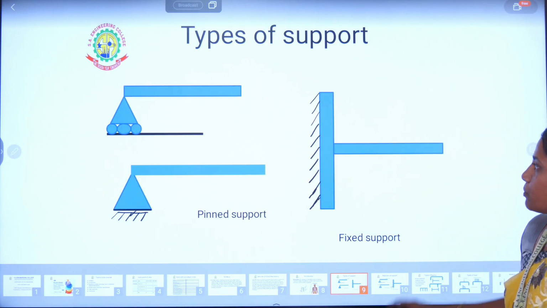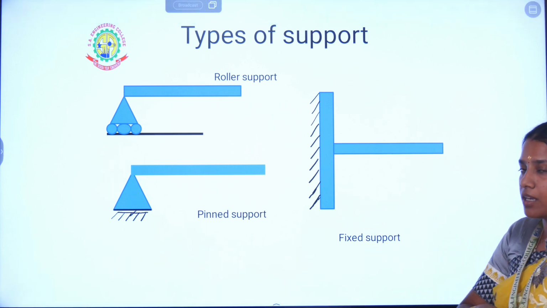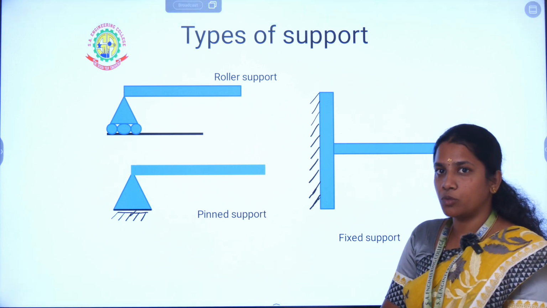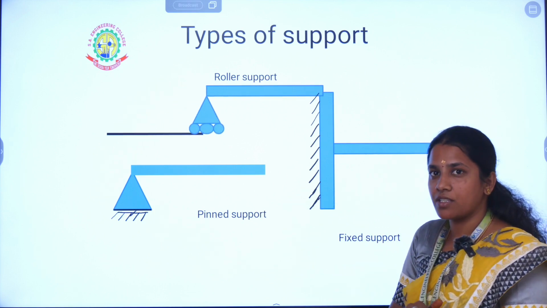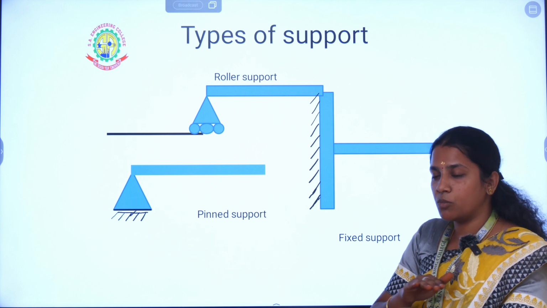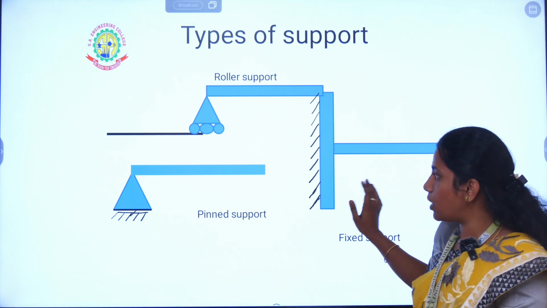These are the types of support. A roller support is used to roll in a particular plane. It tends to move in a particular direction, forward and backward. In a pinned support, it is fixed to a plane.